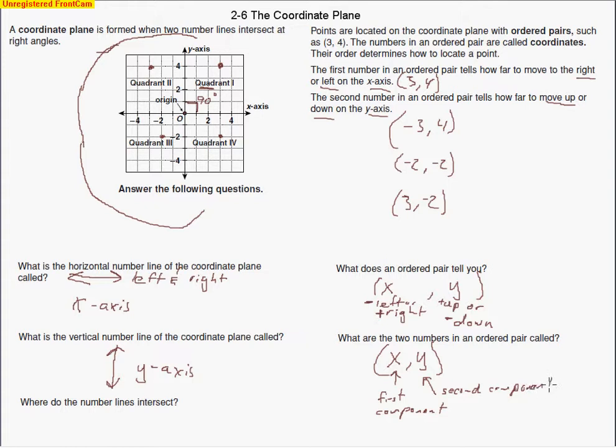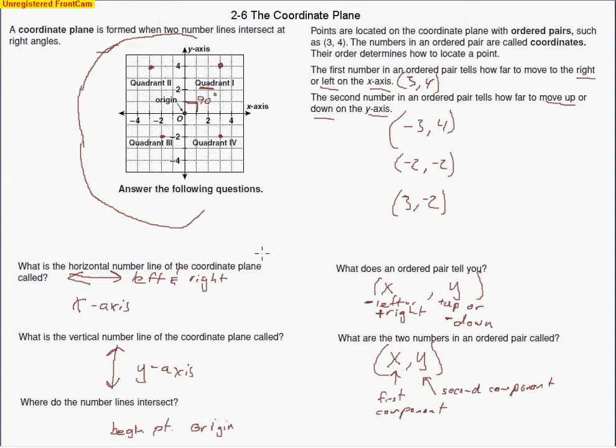Well, let's try answering one more question here. Where do the number lines intersect? Well, that's the beginning point. And what is the beginning point called? It's called the origin. It's the beginning of each ordered pair. It's always where we start.